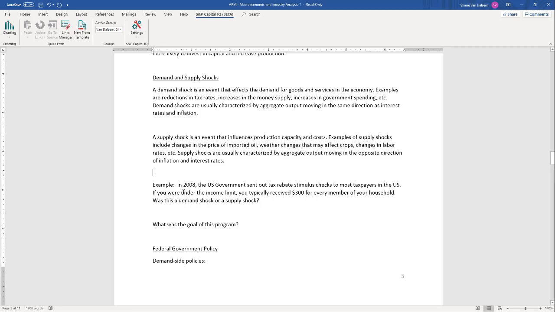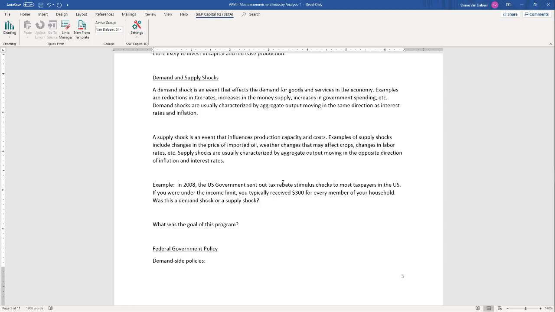So I've got an example here. In 2008, the U.S. government sent out a tax rebate stimulus check. And by the way, this is something the government is considering doing right now. At that time, you received $300 for every member of your household. You literally got a check in the mail for $300 for every member of your household. At that time, I had 4 members, still do, in my household. And so we received a check for $1,200. So was this a demand shock or a supply shock?